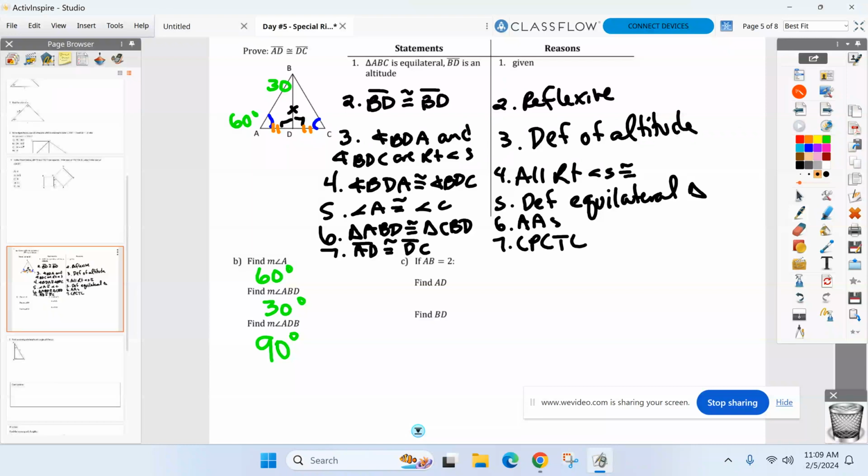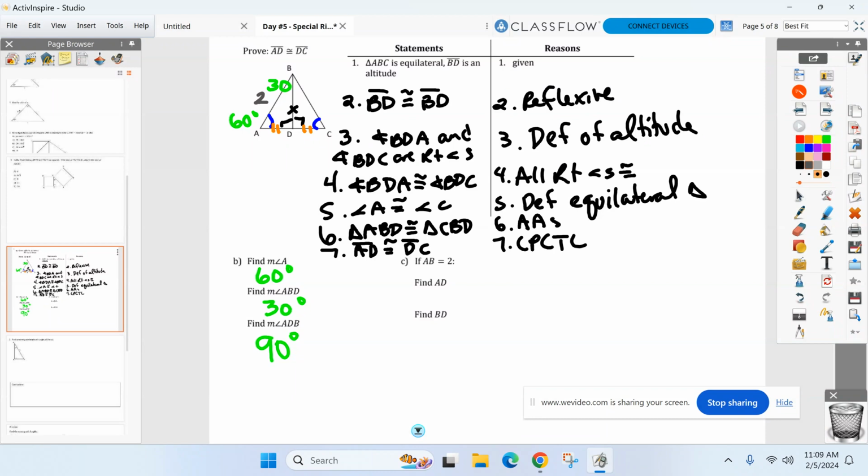All right. Side AB is 2. Can anybody find side AD? Do not overthink it. And even more of a hint, you shouldn't even be picking up your calculator to find AD. It's that, I don't want to say obvious, but don't overthink it. Side AD. And remember what we just said, AD and DC are equal.